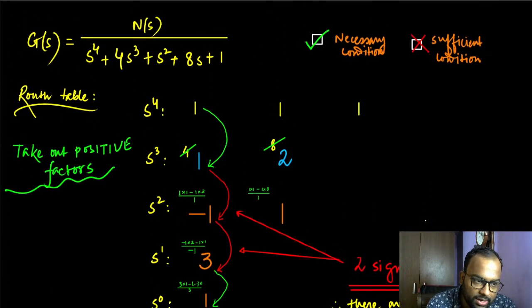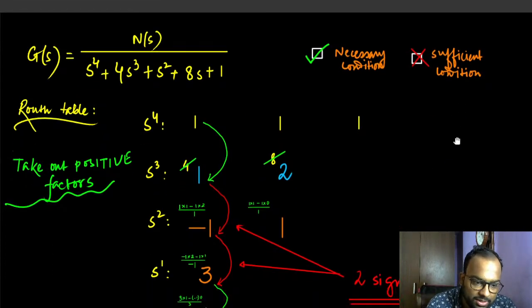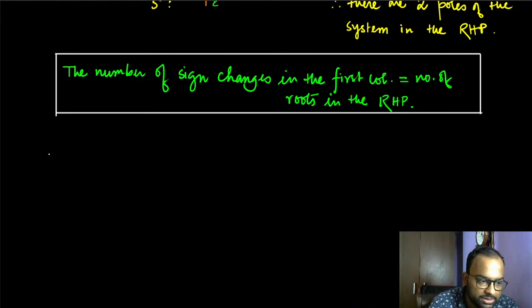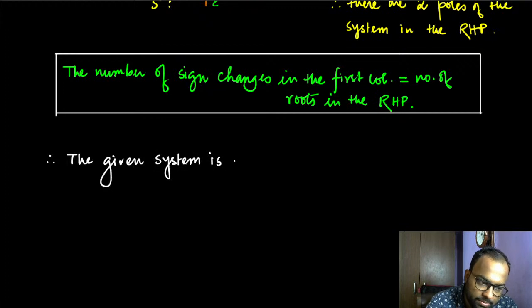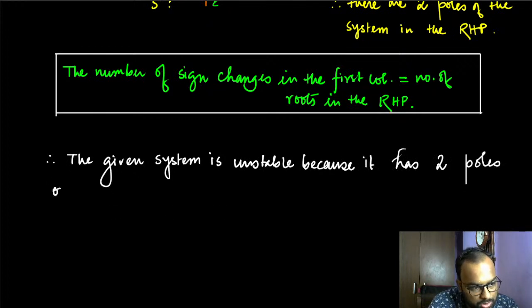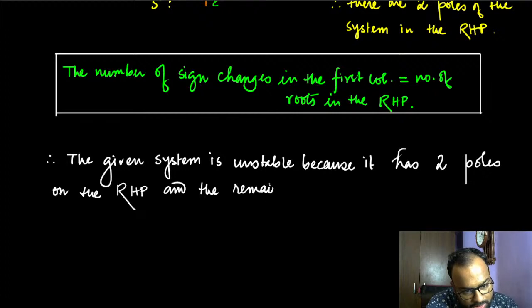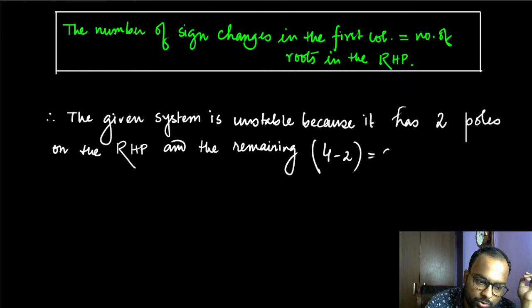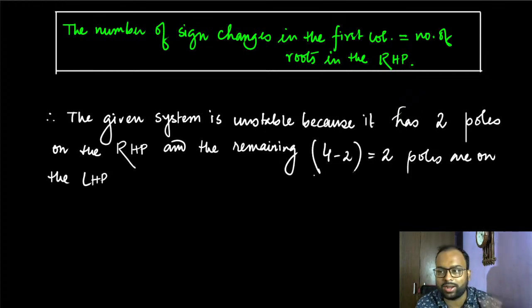So that is something we can establish out of this, and of course the rest would be on the left half plane. There are 4 poles, and obviously the remaining 2 are on the left half plane. What we can conclude is that the given system is unstable because it has 2 poles on the right half plane, and the remaining 4 minus 2, since 4 was the order of the polynomial, which is equal to 2 poles, are on the left half plane. Obviously, since there is at least 1 pole in the right half plane, the system is unstable.